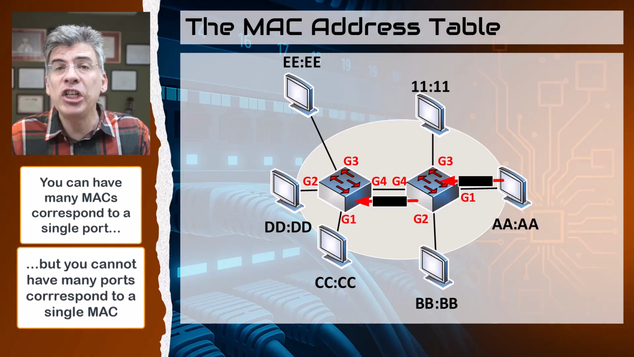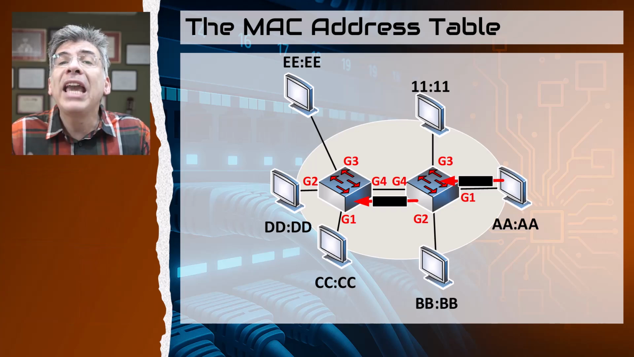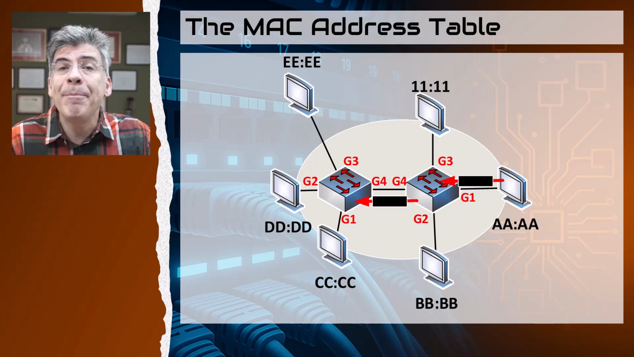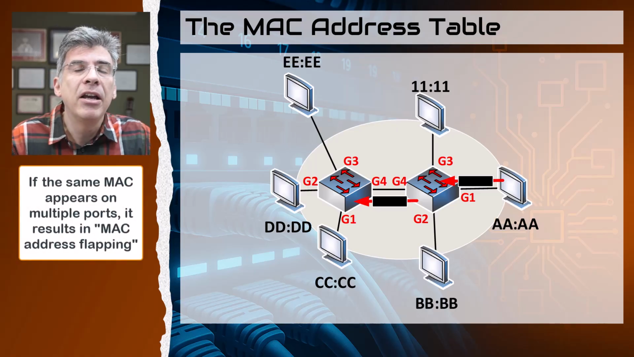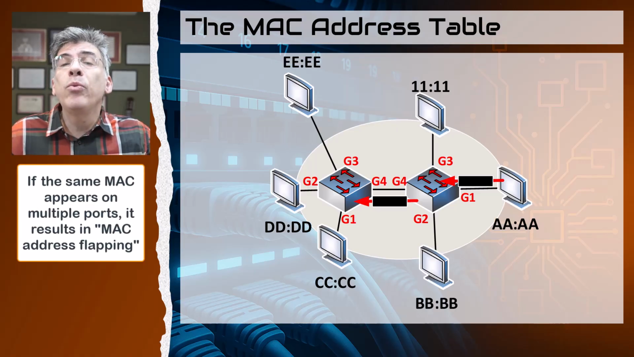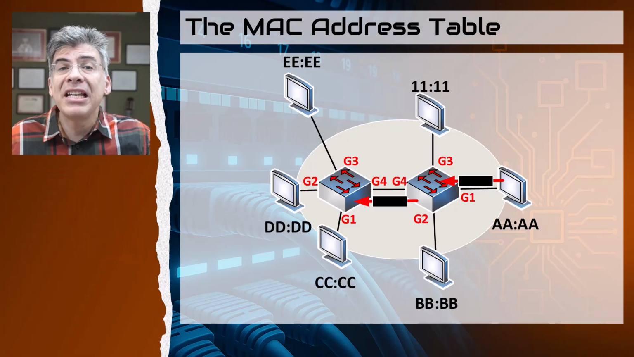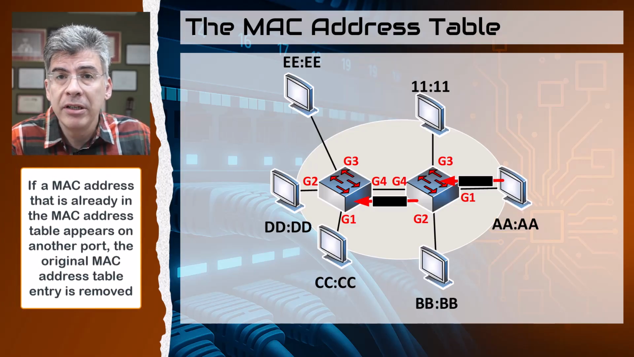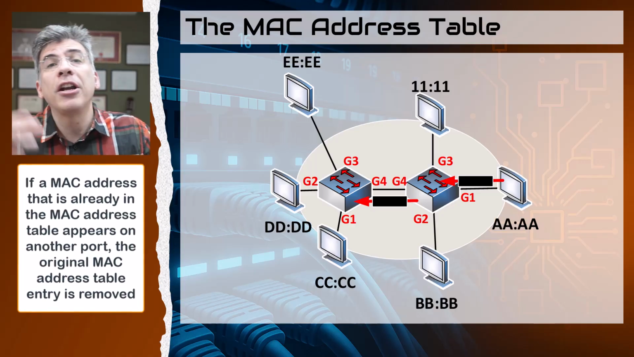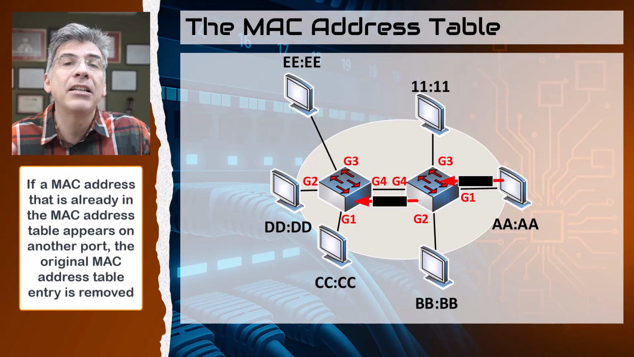This, by definition of the uniqueness of the MAC address, should not take place. You can't have one device connected to two ports. If we do see MAC addresses appearing on multiple ports in a switch, it results in what is known as MAC address flapping. When a MAC address is corresponded to a particular port, if it suddenly appears on another port as well, it's deleted from the original port and it's assigned to the new port.